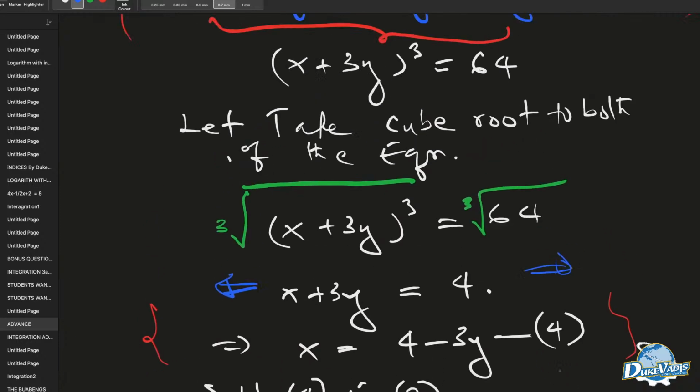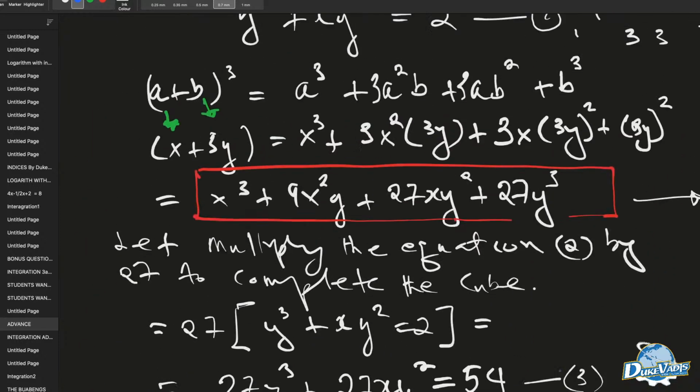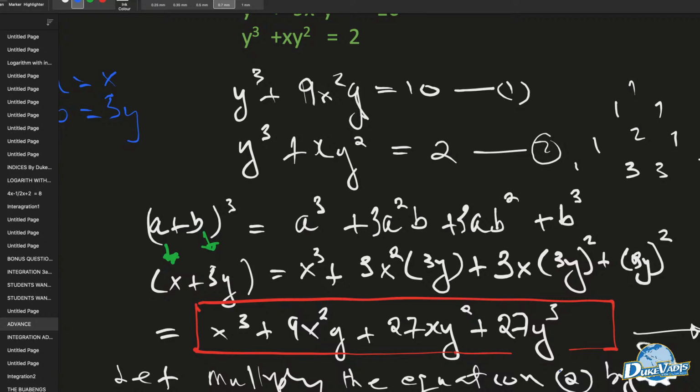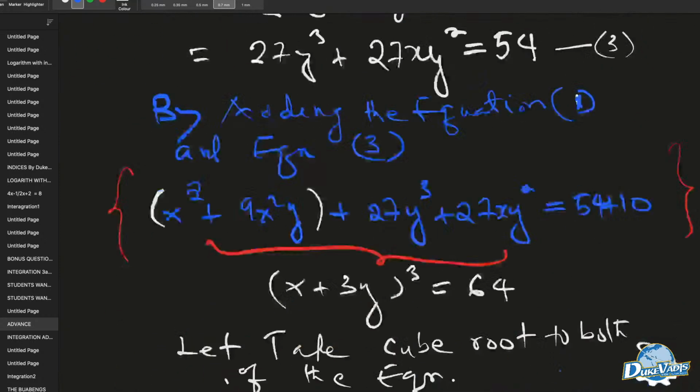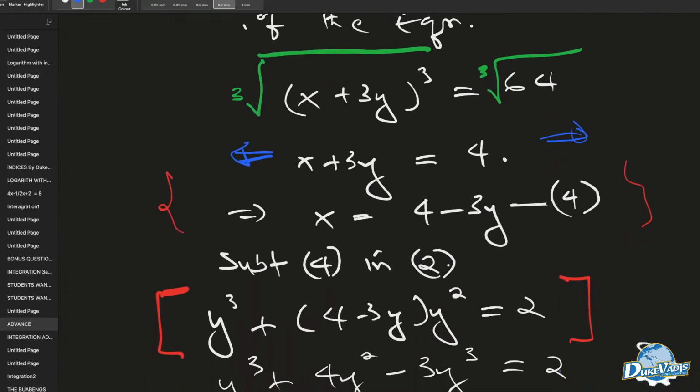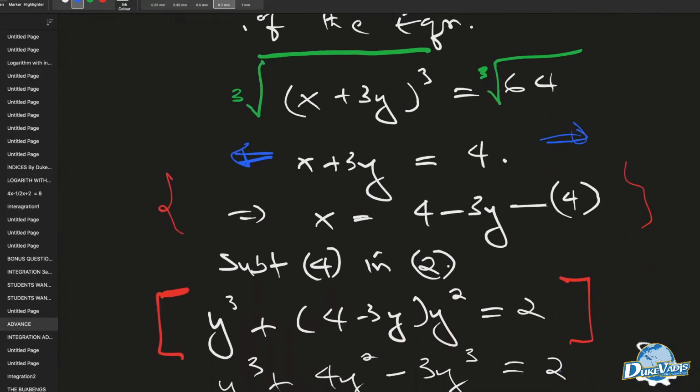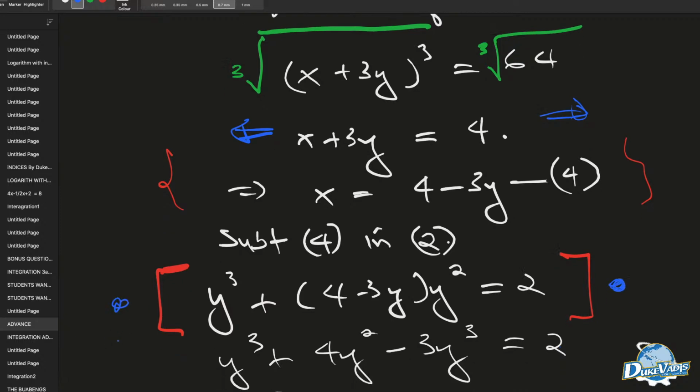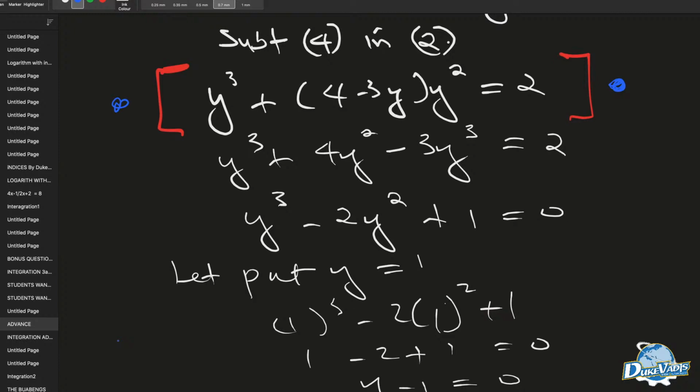We substituted equation 4 into equation 2. We know that our equation 2 is this one, y cubed plus x squared y plus xy squared is equal to 2. When we did that, that is where we got to this point, and we simplified it, and we achieved a cubic equation. This cubic equation is a polynomial.